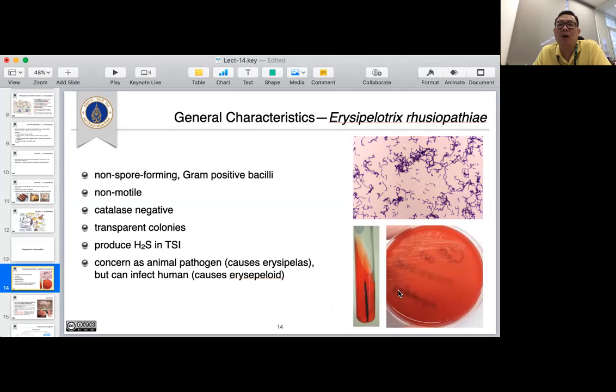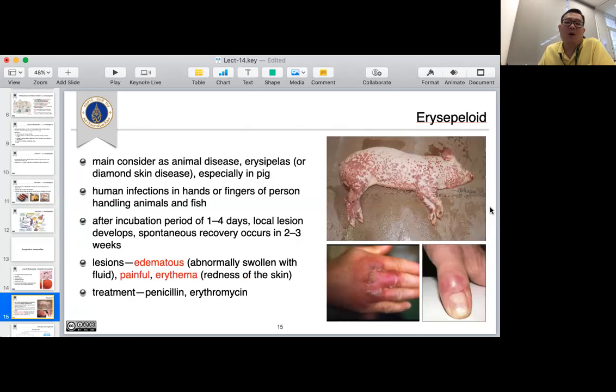Erysipelotrix is a concern in veterinary medicine. They infect pigs mostly, though they can cause infection in many animals. In pigs, they cause a red rash, and we call the disease erysipelas. But if they infect humans, we call it erysipeloid.